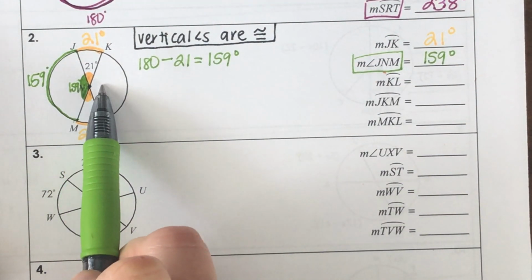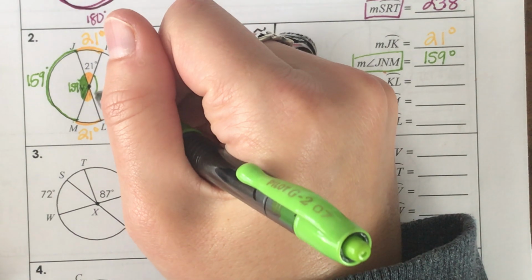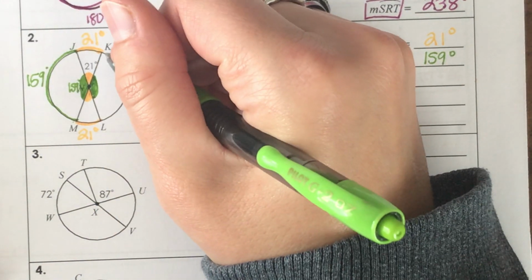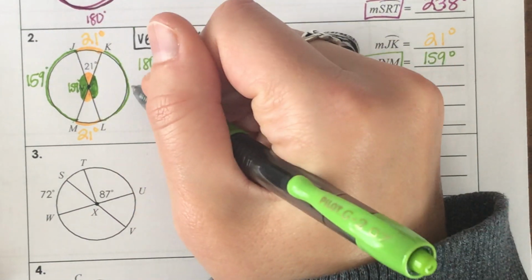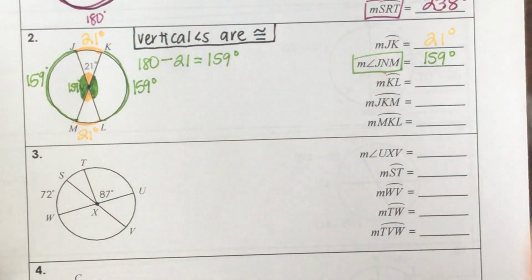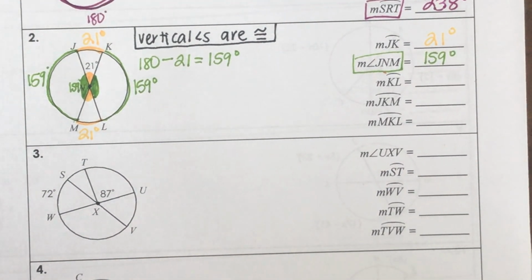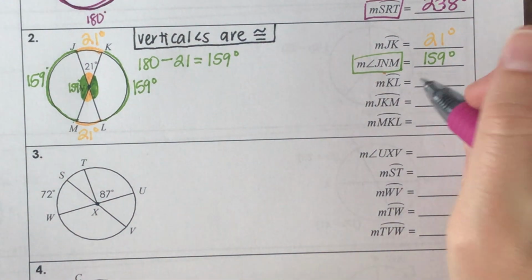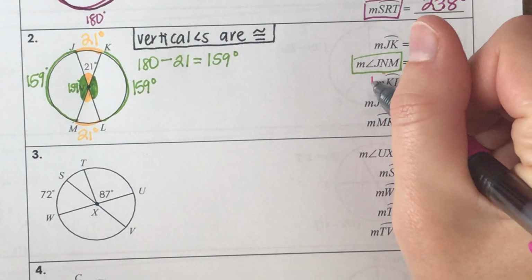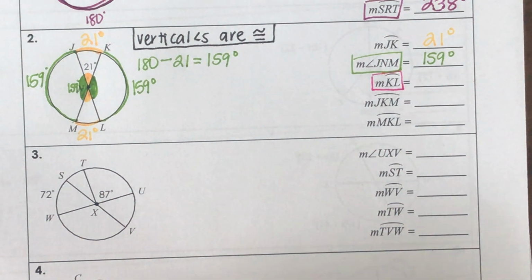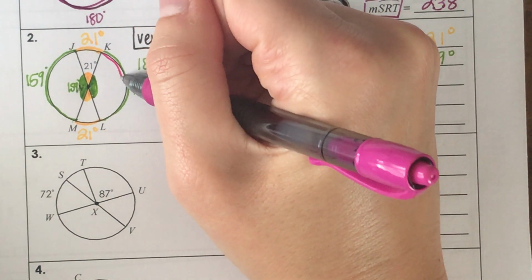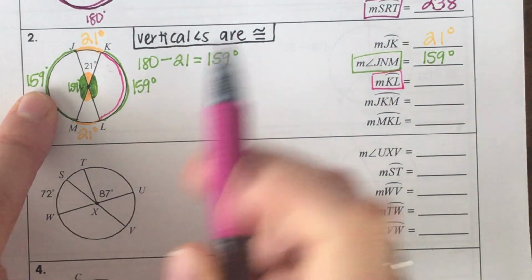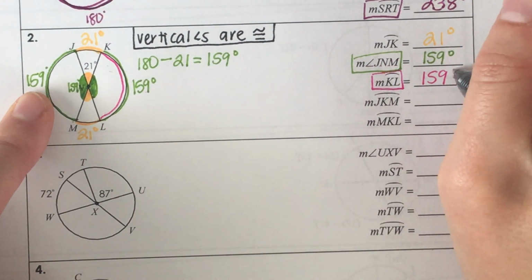And guess what? I have another pair of vertical angles. These two are exactly the same. So if this one's 159, guess what? This one's 159 degrees as well. I got so much from that one number. Okay, next thing. Measure of arc KL. K to L. Oh, look at that. It's this green piece that I just found. I already know it's 159 degrees.